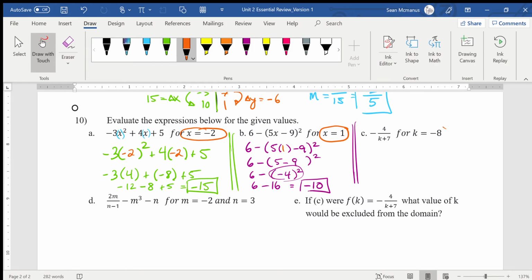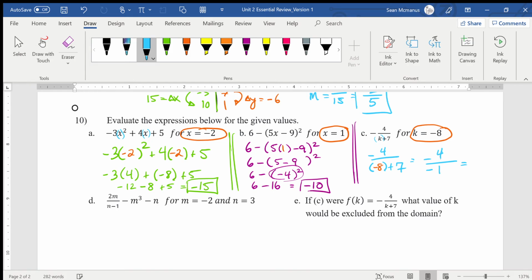So now it's asking me to substitute for when k equals negative 8. So just a different variable, no big deal. Okay, so we have negative 4 over k. So I'm going to put parentheses where the k was, plus 7. And the k was negative 8. The top doesn't change. Negative 8 plus 7 is negative 1.